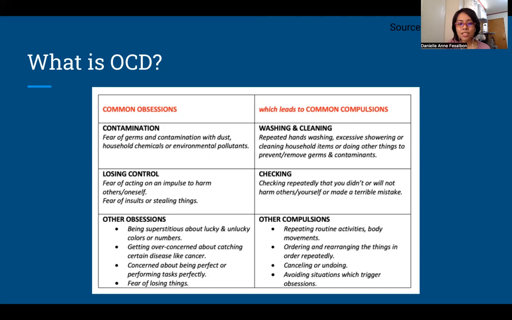Other obsessions are being suspicious about lucky and unlucky colors or numbers, being overly concerned about catching certain diseases like cancer, being concerned about being perfect or performing tasks perfectly, and fear of losing things. Other compulsions are repeating routine activities and body movements, ordering and rearranging things repeatedly, canceling or undoing, and avoiding situations which trigger obsessions.